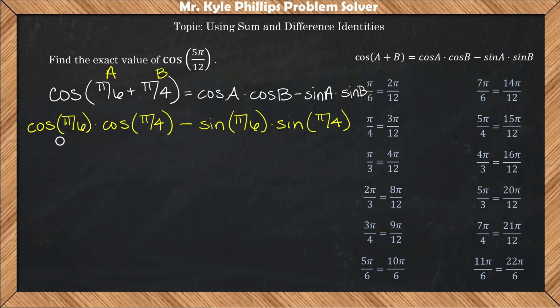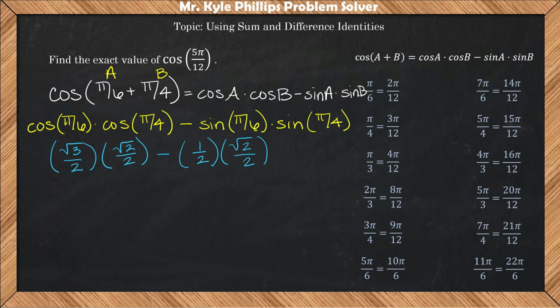Now, in order to evaluate here, we're just referencing the unit circle values. Cosine of pi over 6 is going to be the square root of 3 over 2, times cosine of pi over 4 is going to be root 2 over 2. Sine of pi over 6 is 1/2. And sine of pi over 4 is root 2 over 2. To finish here, we're just going to multiply straight across. So this will be the square root of 6 over 4 minus the square root of 2 over 4.